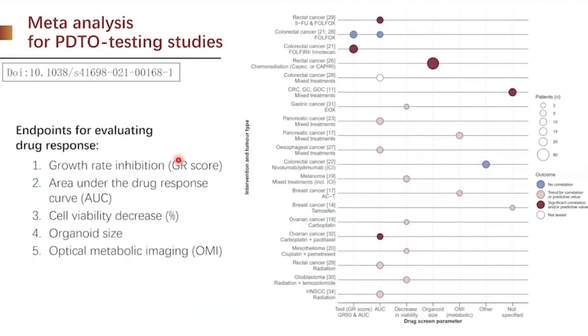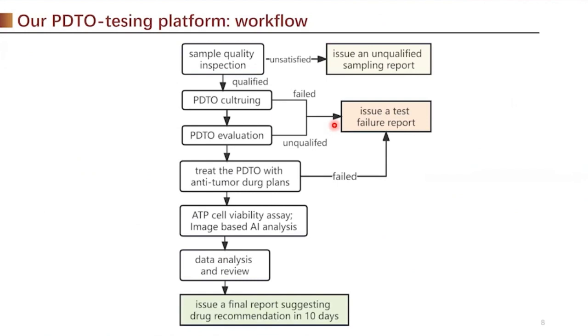The enrolled trials reported five different assessment methods for evaluating the drug response. They are growth rate inhibition, area under the drug response curve, viability decrease, organoid size, and optical metabolic imaging. The right image tells us that among the 17 trials, only two reported that the PDTO response was not correlated to the clinical outcome.